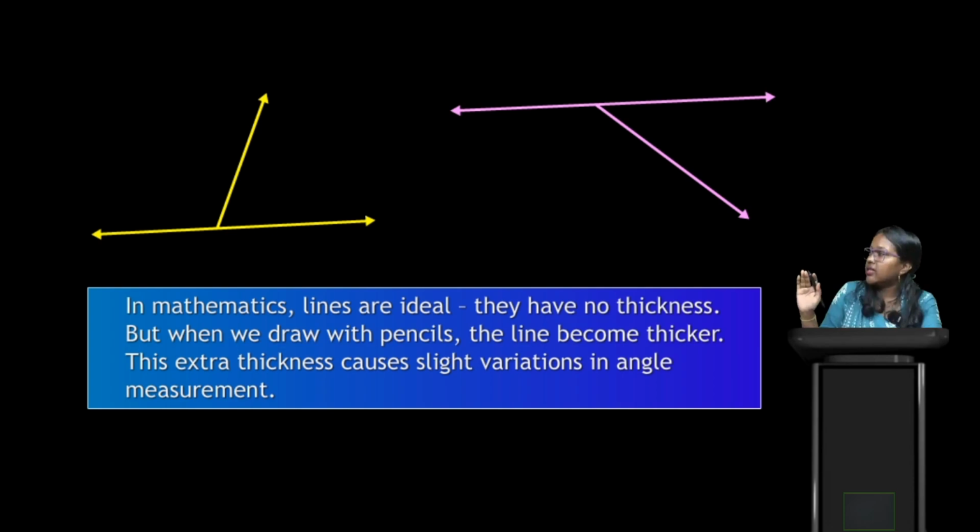Okay. Here you see in mathematics, lines are ideal actually. They do not have thickness. But when we draw with pencils, the line becomes thicker. This extra thickness causes slight variations in angle measurement. For that thickness, you can notice the angle measurement variation. Maybe you are supposed to get 180 which is actual also, but you will not get it. Why? Because of the thickness of your pencil. So you have to make sure while you are drawing geometry diagrams in your exams or in the classroom, your pencil head should be so sharp.